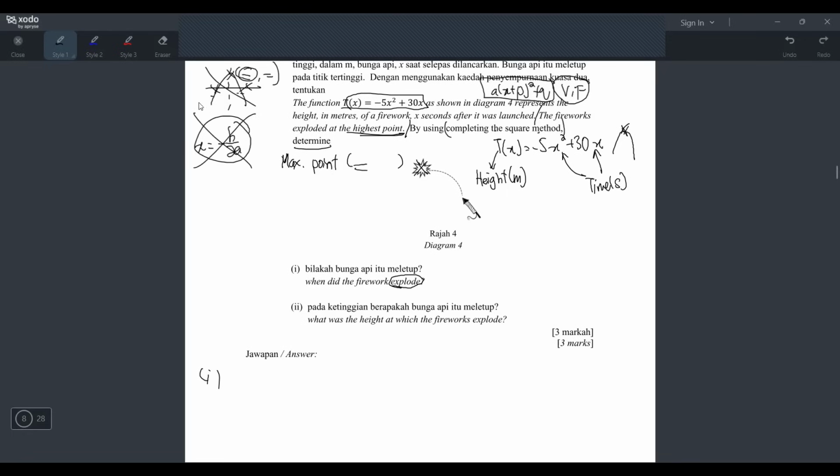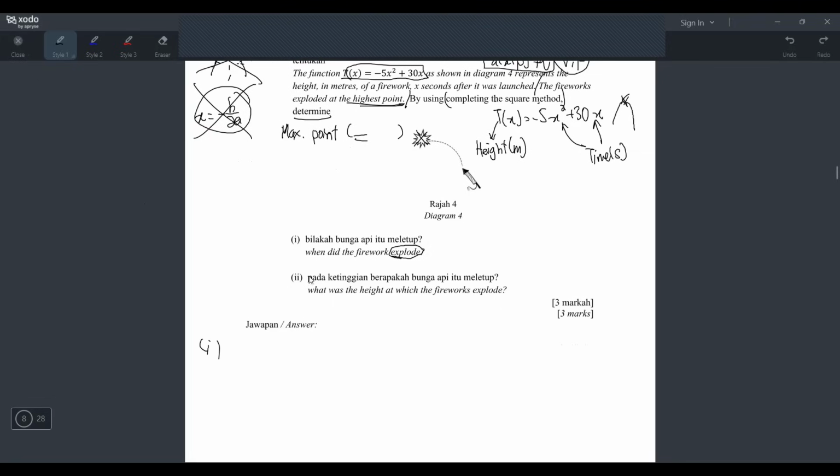But we cannot use this method, even though some of these methods are faster. You know why? Because the question already specifically says we must use the completing the square method. That is why when I revise this chapter with my own students, I do so many completing the square questions with them, because I know the exam likes to ask completing the square, right? So let's do completing the square.